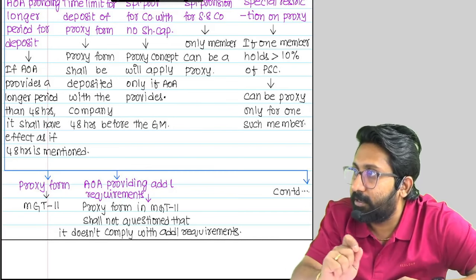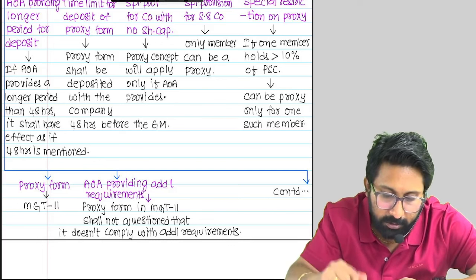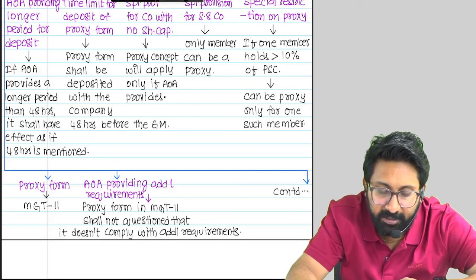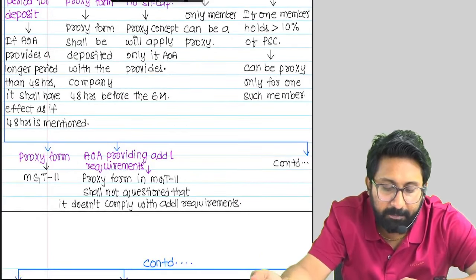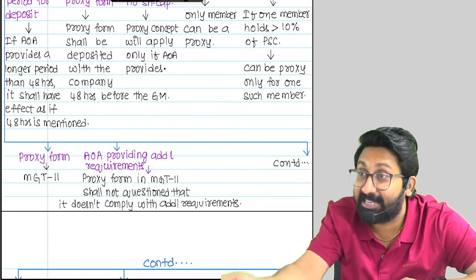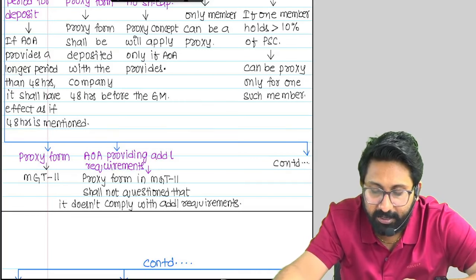Are you understanding the point or not now? Everyone? So proxy form shall be deposited with the company 48 hours before. If the articles provide for a longer period than 48, it shall have effect as if 48 hours is mentioned. Proxy form will be in form number MGT11.